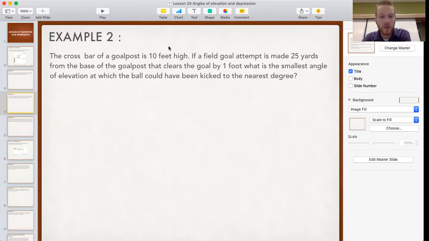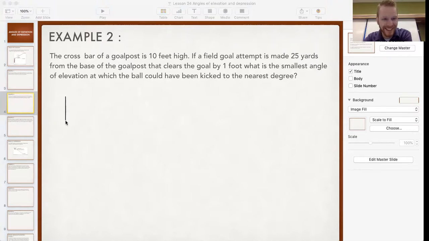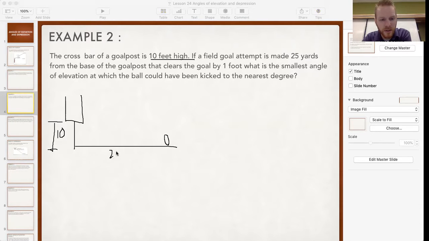All right. I know there's a goalpost. I'm going to draw one. So let's draw a nice little goalpost. Boom, right there. From the goalpost to the bottom, they tell us that's going to be 10 feet. That's this part of the problem. Over here is my football. There we go, there's my football. And it's 25 yards from the base of the goalpost.